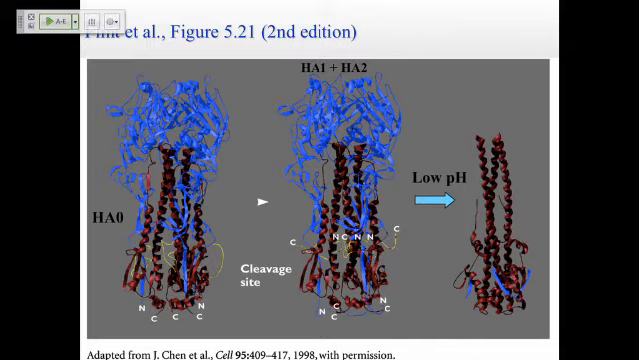Yeah, and so in this case, it's not fusing at the plasma membrane, it's fusing at the endosomal membrane. It's getting endocytosed, and then there's a fusion to the endosomal membrane. There are certainly enveloped viruses that are going to fuse at the plasma membrane, but here, it's fusing at the endosomal membrane.